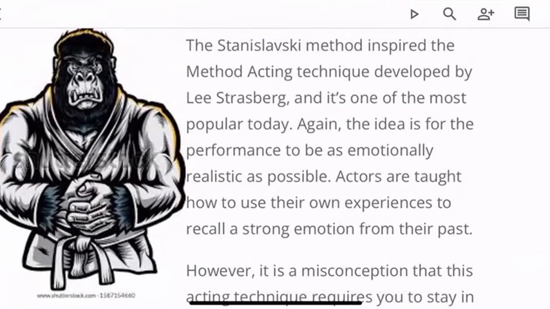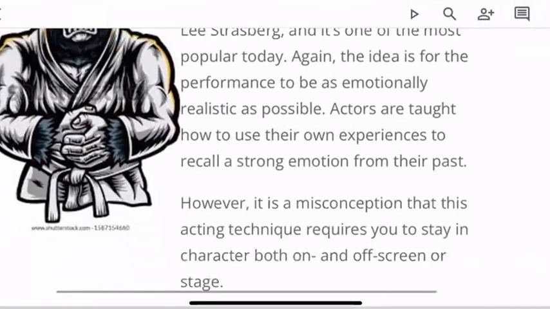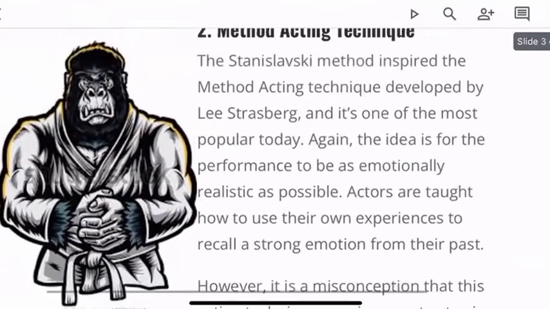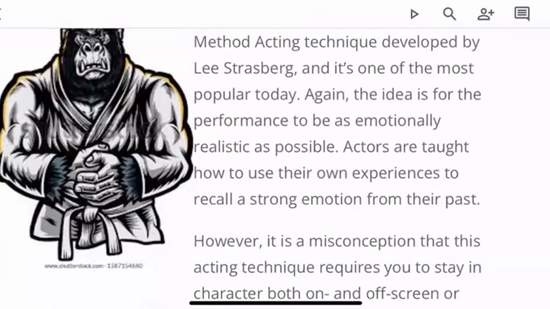However, it's a misconception that this acting technique requires you to stay in character both on and off screen. So what he's saying here, both on and off screen, people thought you had to stay in character all the time in order to do method acting. It's like, you don't have to stay in character all the time to do method acting.